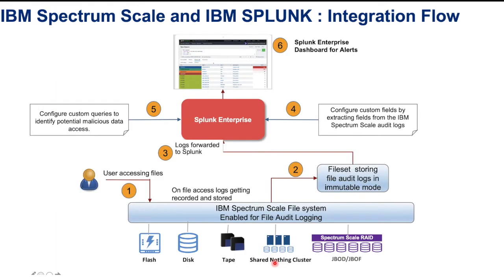IBM Spectrum Scale and SPLUNK integration flow. We have an IBM Spectrum Scale file system which has been enabled for file audit logging. We will have users accessing the files. All the file audit logging will be recorded and will be available on an immutable file set. We will forward all these Spectrum Scale file audit logs to SPLUNK Enterprise.